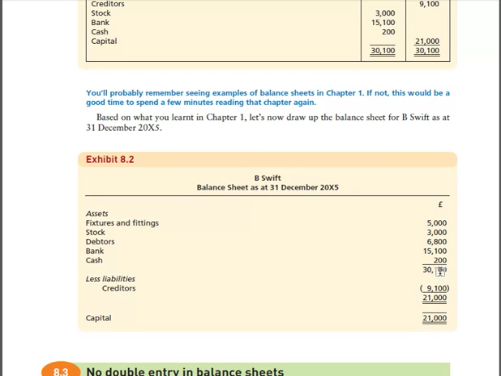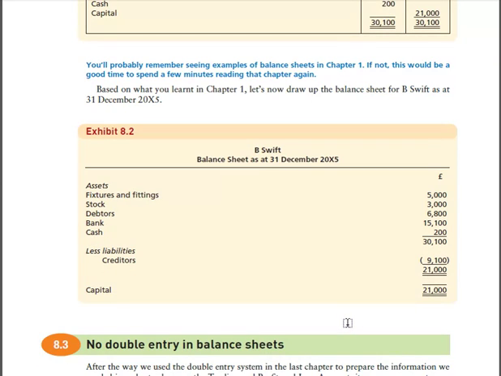9,100, we'll subtract it from our assets and we'll come up with a figure which would be equal to the capital of the owner. This means that for an owner, whatever the business owns as an asset, subtracting whatever amount they have to pay to outsiders, the remaining amount, whatever is in the business, is owned by the owner, which means that the business owes this amount to the owner. All that amount of 21,000 belongs to the owner. So that's why we have a capital figure and then we have an assets minus liabilities section.